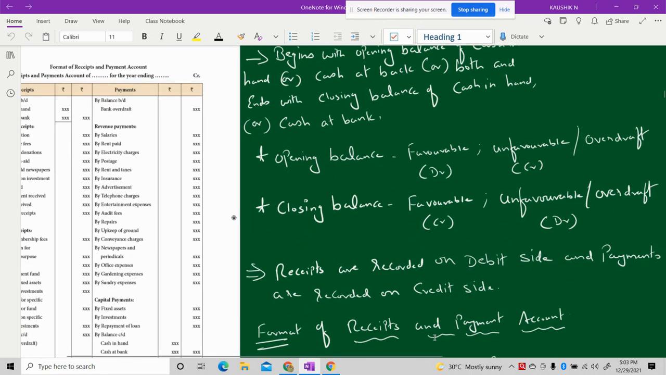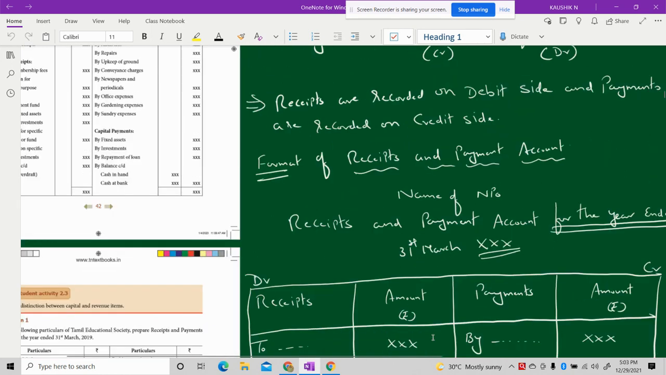Your receipts and payment account records the receipts on the debit side, and it records the payments on its credit side. Here I have also given an outline of your receipts and payments account. Whenever you are going to work out any problem on receipts and payment account, please do remember these precautionary measures which you have to take.